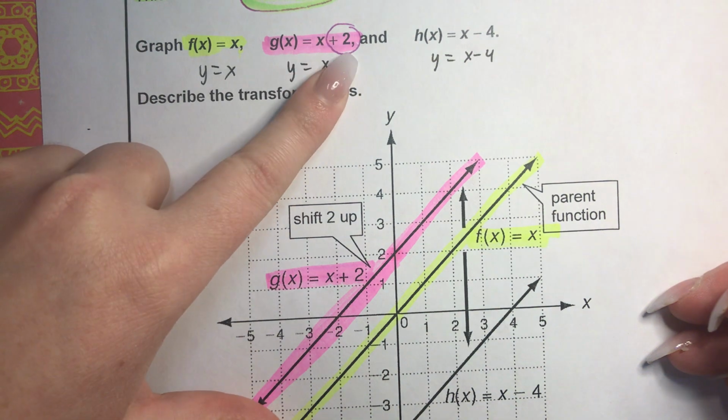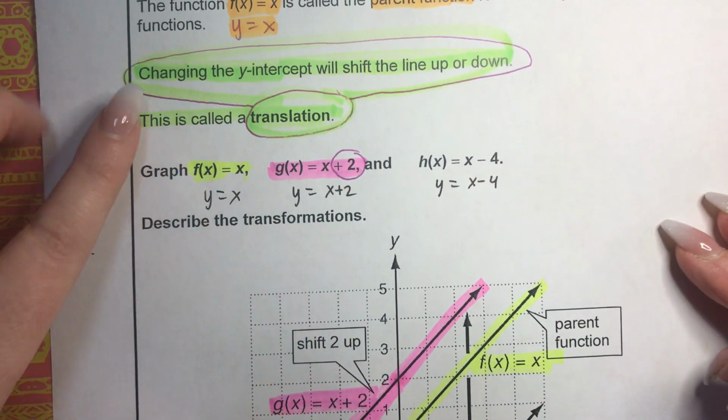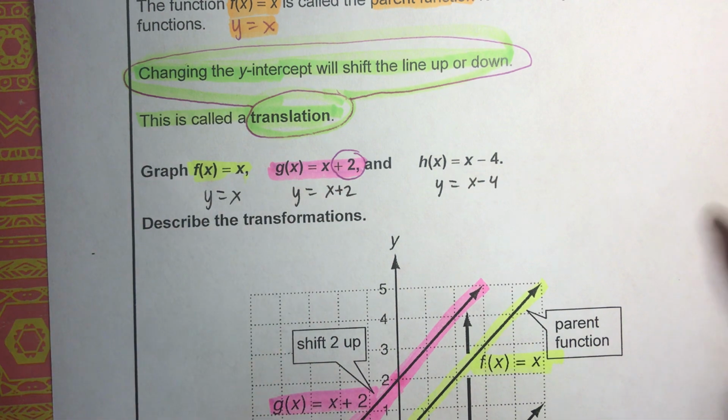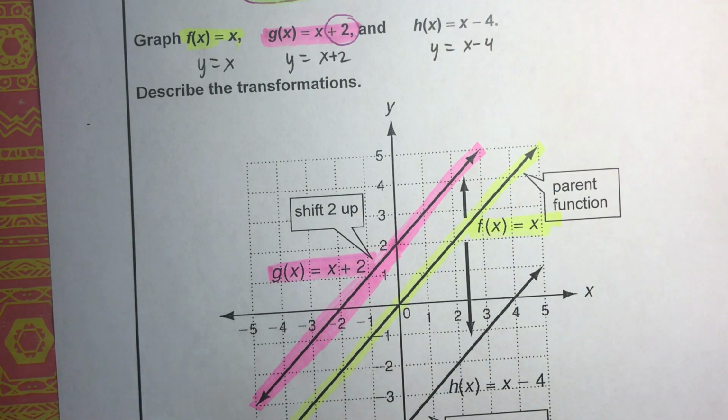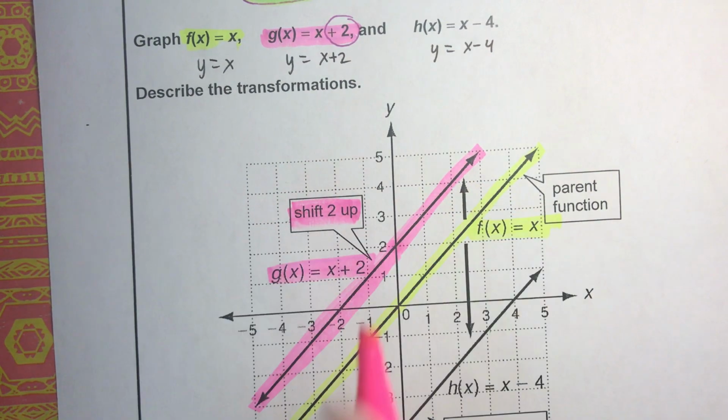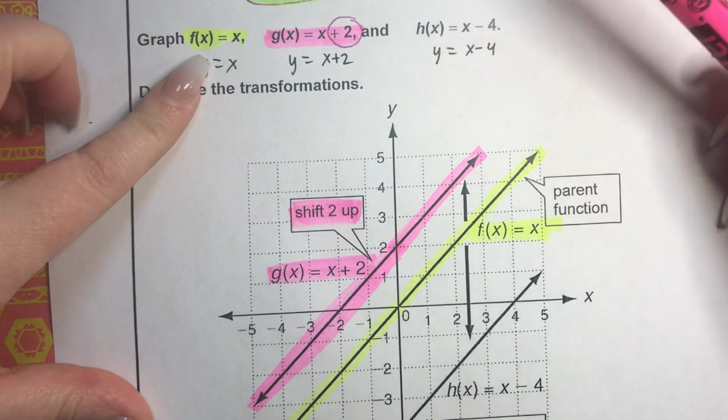So that's how you tell the translation, right? It's the change in the y-intercept. So the y-intercept went from 0 to 2. That means that this is a translation that shifted 2 units up. Okay? Now let's look at h of x in comparison to f of x.